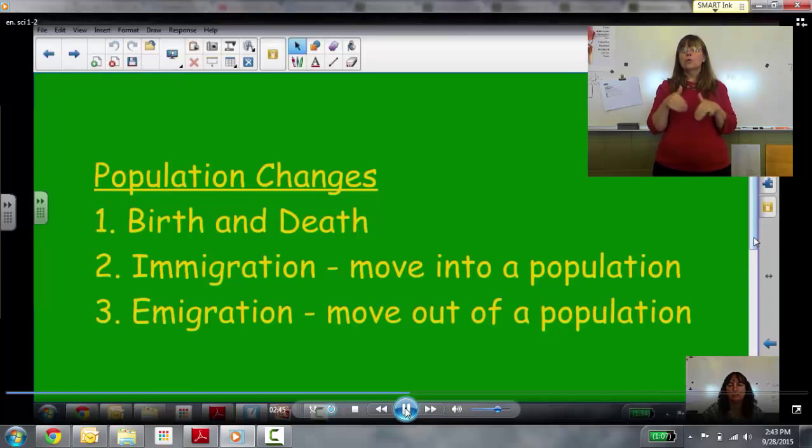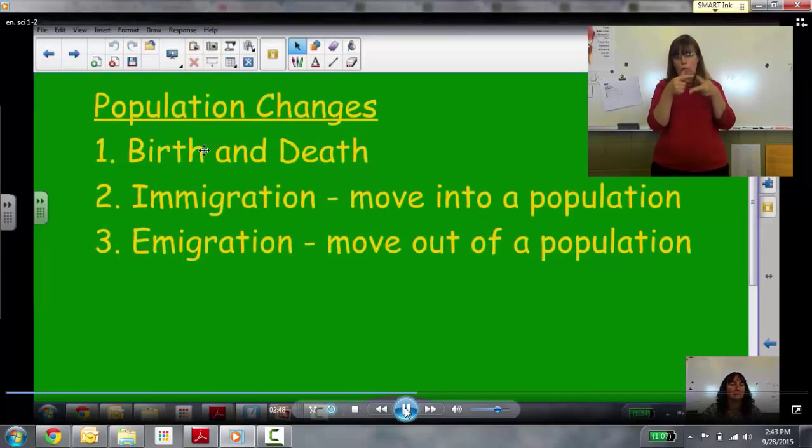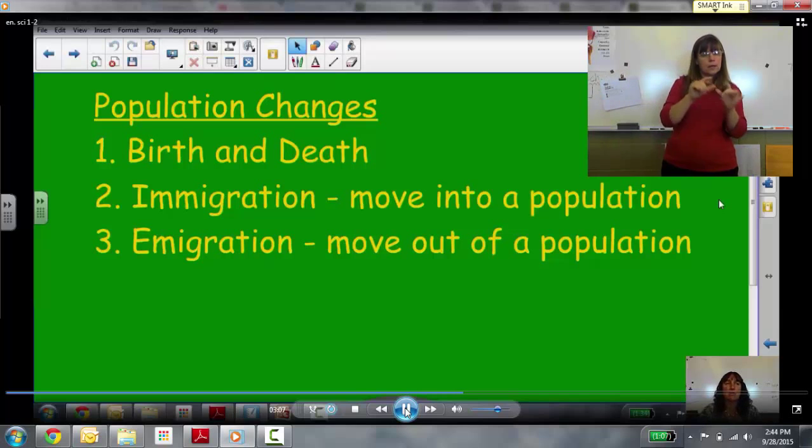So how do these populations change? There's 3 main ways that populations can change. One is birth and death, if new ones are born or the older ones die. Then there's immigration, which means moving into a population. So say there's a herd of deer and a new deer comes and joins that herd, that would be immigration, moving into that population. Emigration, starting with an E, is just the opposite. That's moving out of that population. So if we had a herd of deer and a deer left to go find better food somewhere, then that would be emigration, and that population is going down because that deer has left.